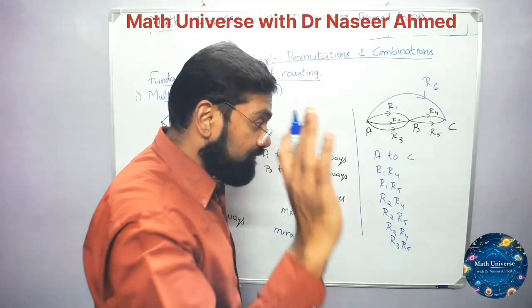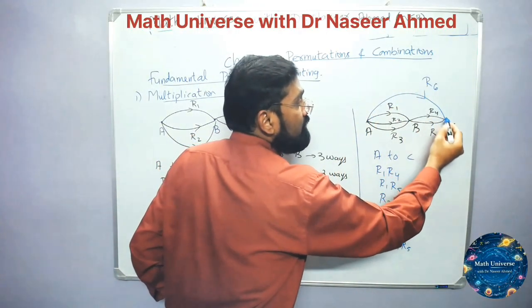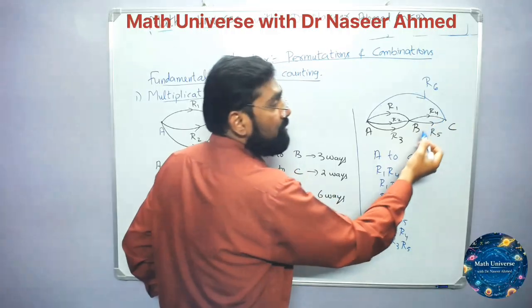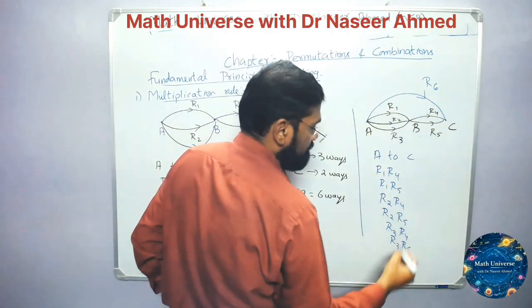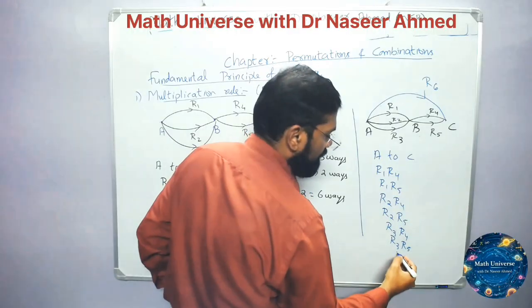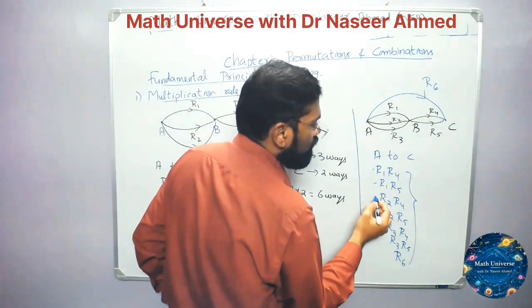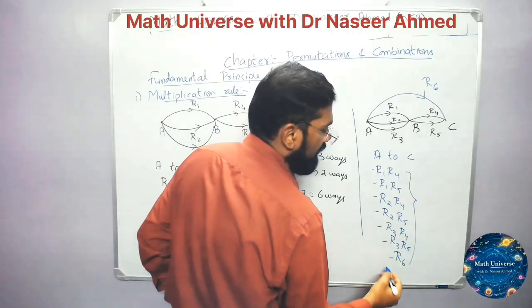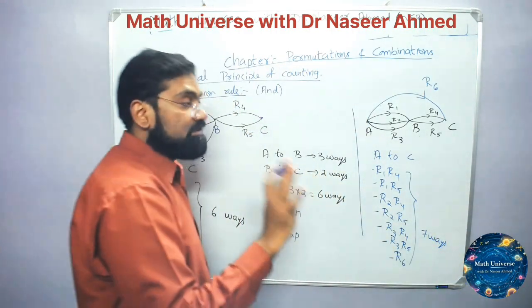No, but now see carefully. This path is nowhere going to depend on B. Directly it can go. So it is R6, I mean to say R6. How many ways have we got? Count: 1, 2, 3, 4, 5, 6, 7. 7 ways we have. Now listen to this rule.